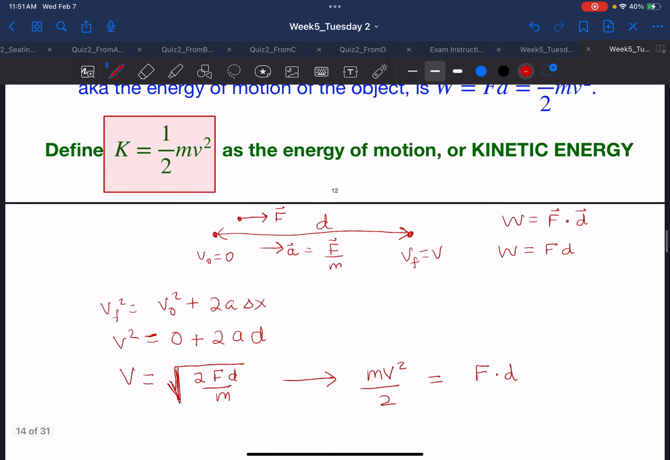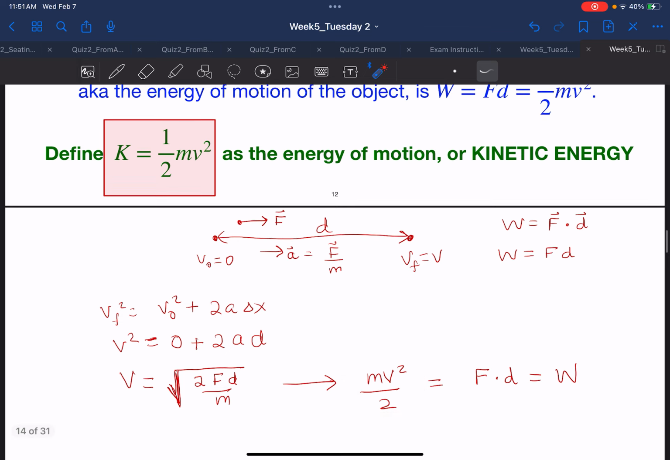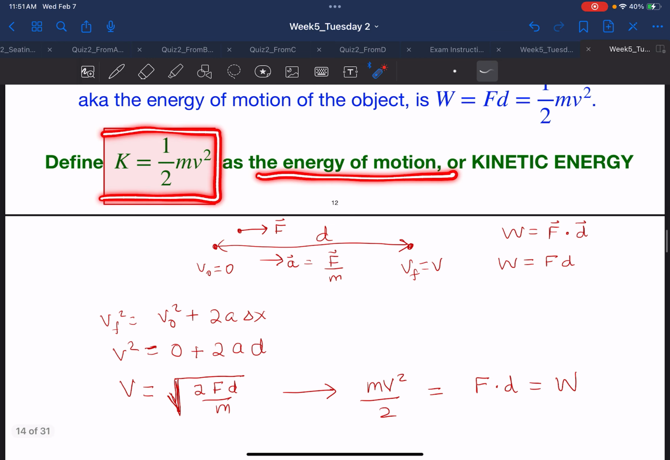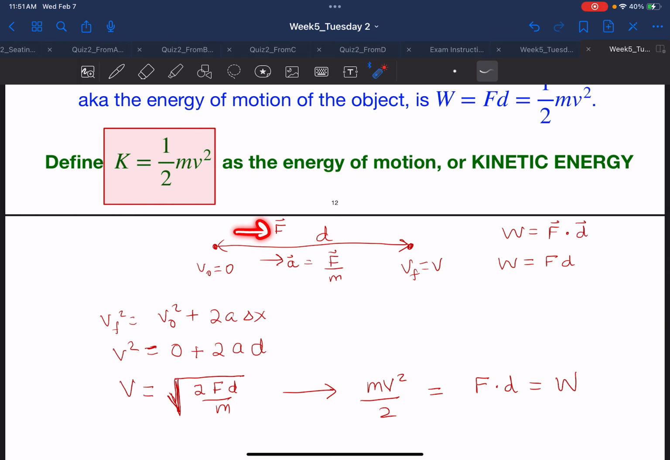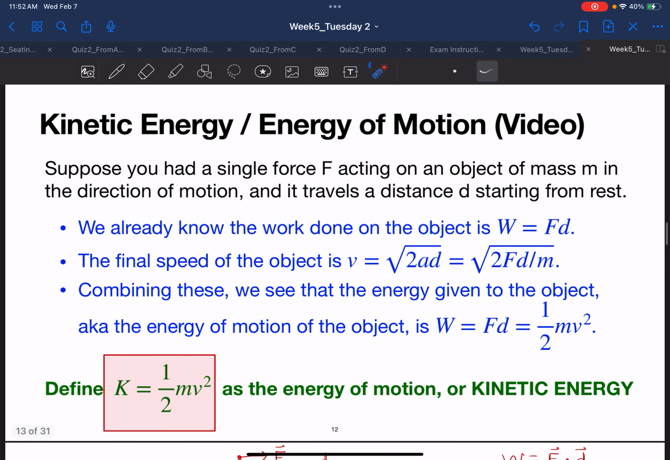So now basically what we're seeing is the work done by this force is summing up to give us this expression mv squared over 2. And this is basically what we're calling the energy of motion, or the kinetic energy. So this force did work on this object of mass m and then gave it energy of motion. Basically, it went from rest to traveling at some velocity v, and we know the energy stored, just from using Newton's second law and kinematics, is equal to 1/2 mv squared. So that is something we didn't get a chance to go over in class.